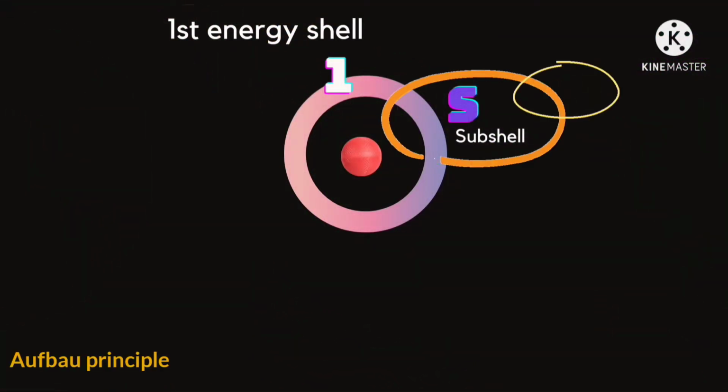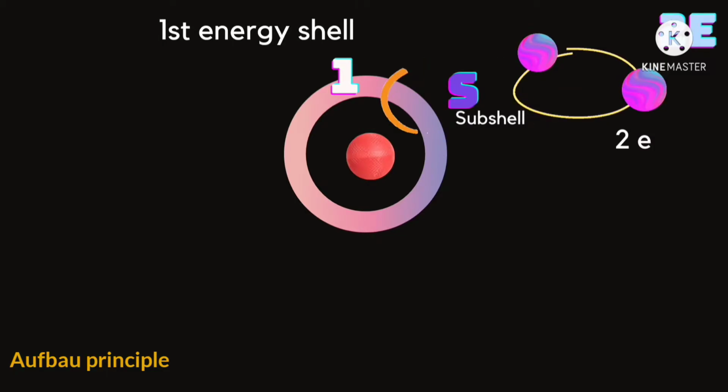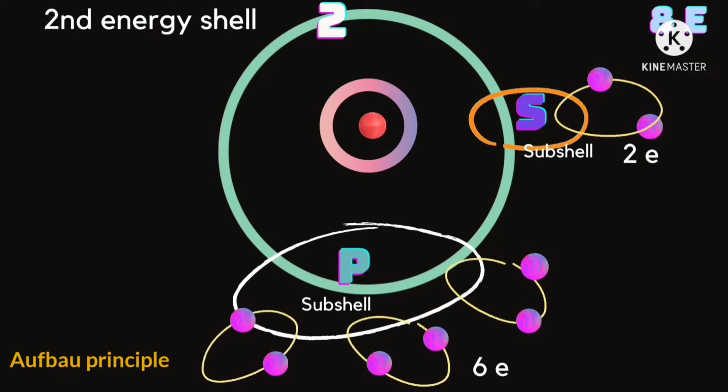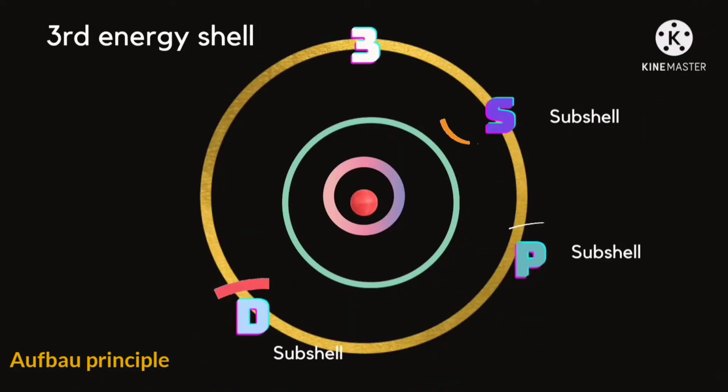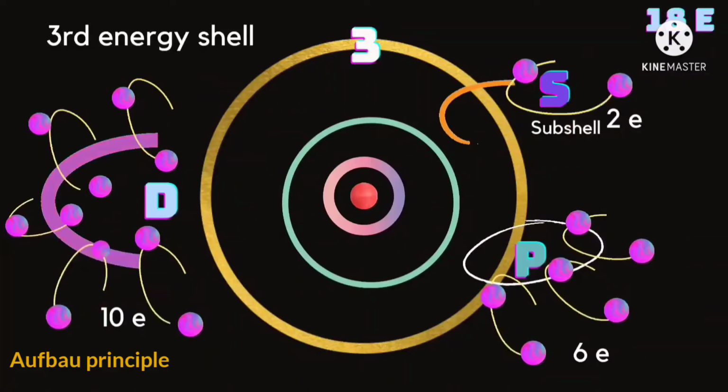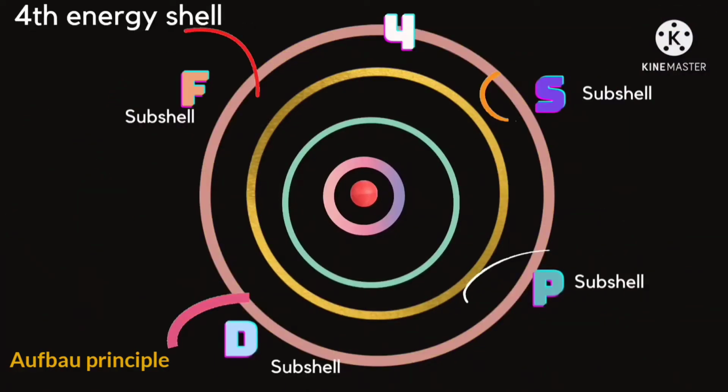The first energy level has one subshell S, and one orbital which can hold up to 2 electrons. The second energy level has 2 subshells S and P. S has 1 orbital and P has 3 orbitals. Total they can hold up to 8 electrons. The third energy level has 3 subshells S, P, D. S has 1 orbital, P has 3 orbitals and D has 5 orbitals. Together they can hold up to 18 electrons.